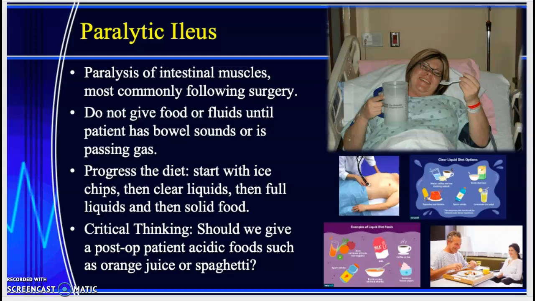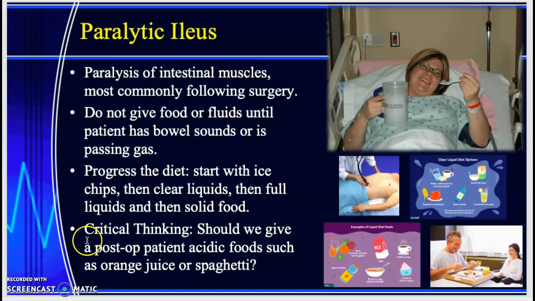And if they tolerate it well, then we usually progress their diet to clear liquids. And so we may start them with water or apple juice or something that's pretty mild. And then if they handle that well, then we go on to full liquids. And if they handle that well, then we go on to solid foods. So that's the progression of the diet after surgery.